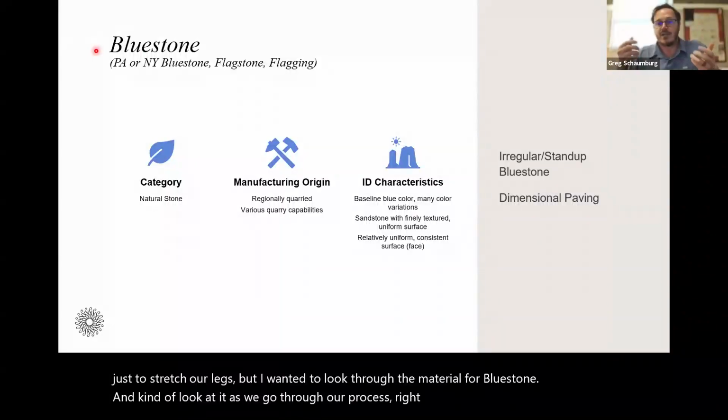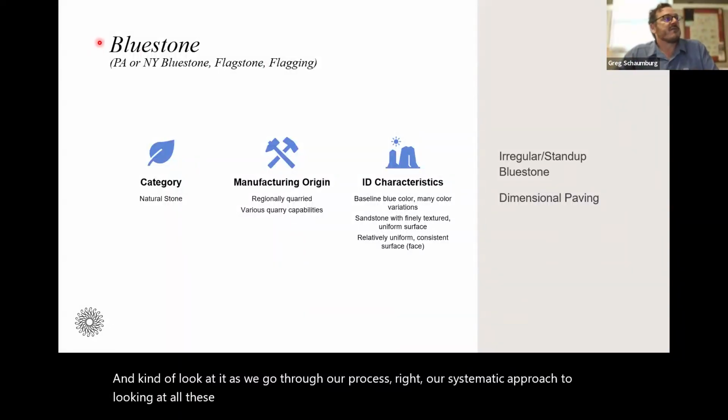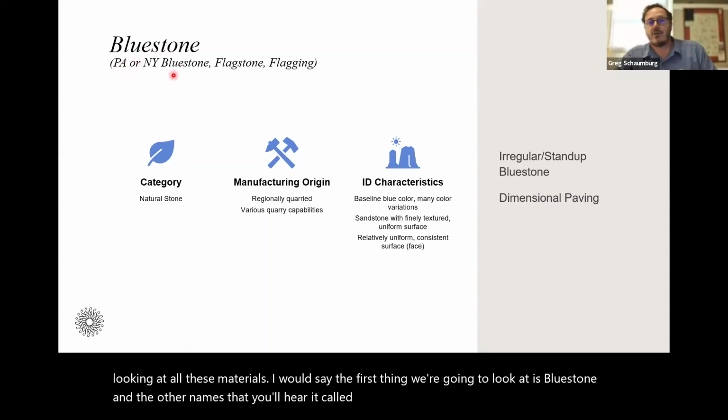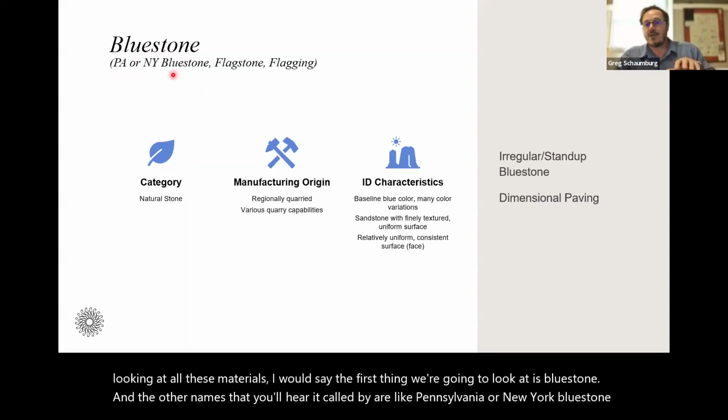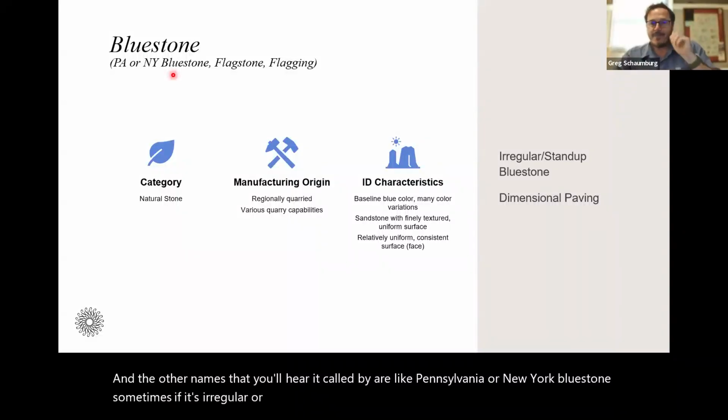Our systematic approach to looking at all these materials. I would say the first thing we're going to look at is bluestone, and the other names that you'll hear it called by are like Pennsylvania or New York bluestone. Sometimes if it's irregular or even dimensional, some people will call it flagstone or flagging.